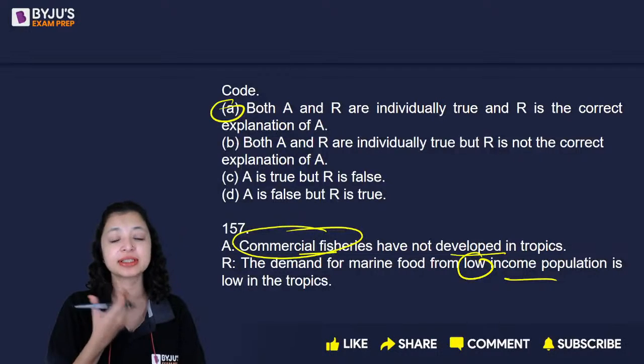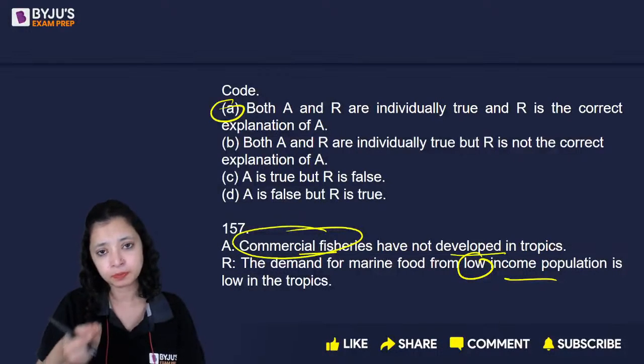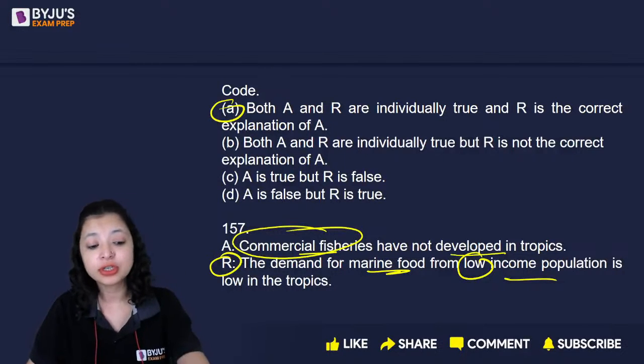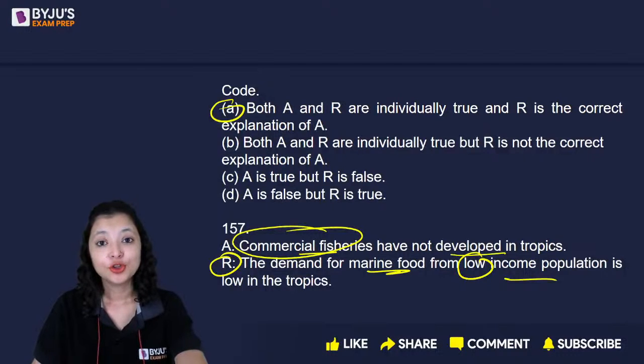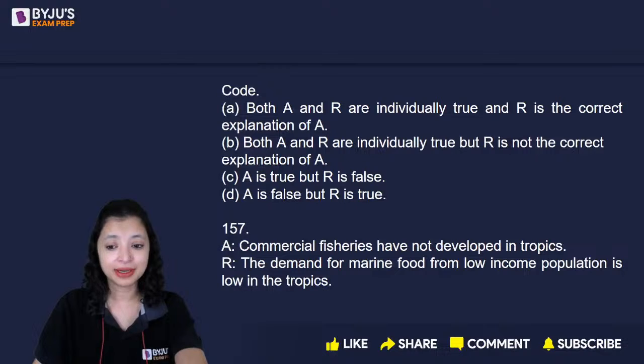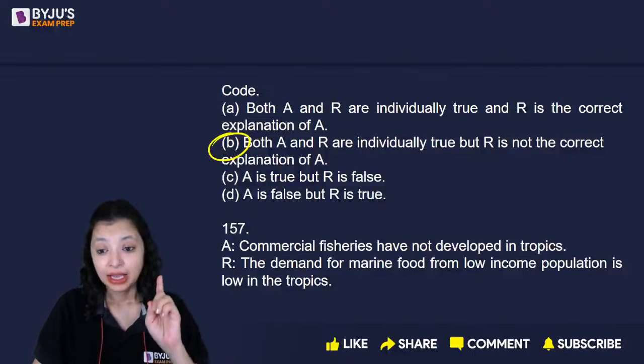There could be multiple reasons, but only a small fragment of the entire society not consuming marine food could not be a reason of why commercial fisheries have not developed. So, R is not the correct explanation of A, although both A and R are true. Okay, but R is not the correct explanation of A. All right, so we will mark B as the correct answer. Absolutely right.